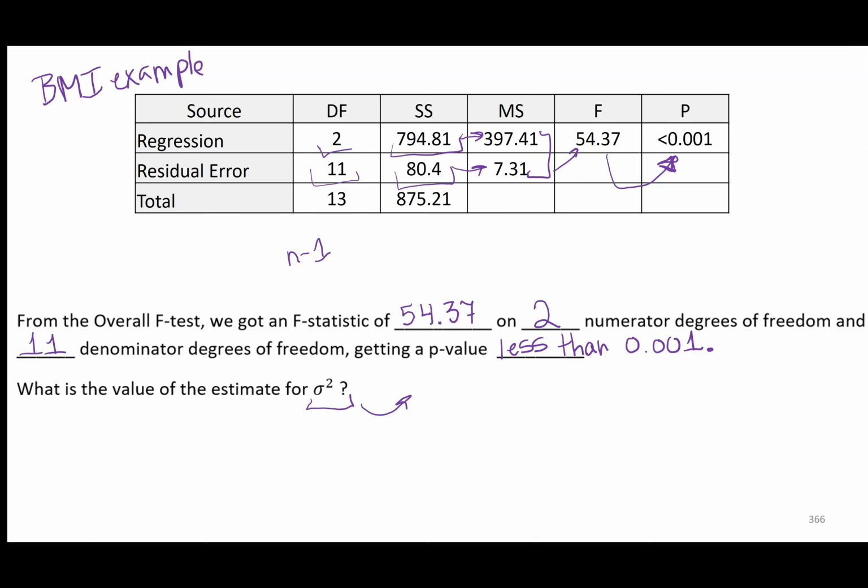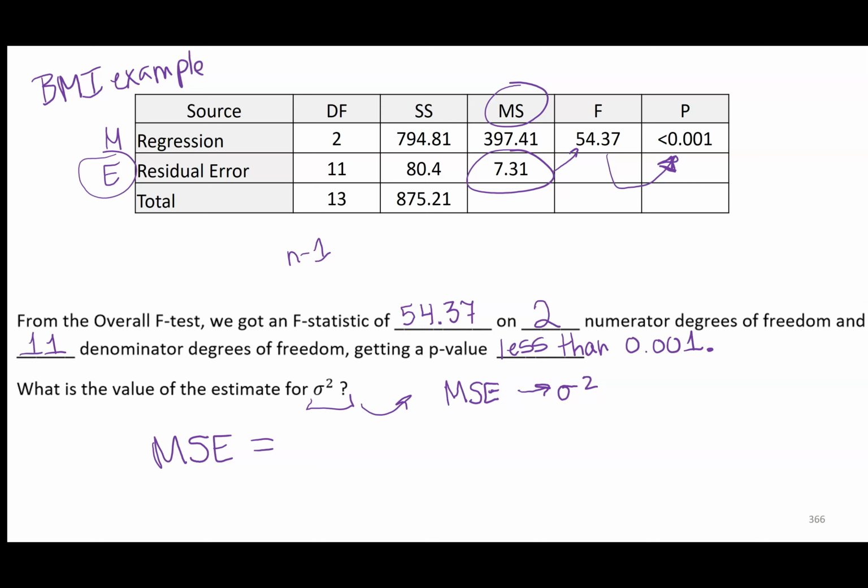So remember we mentioned that MSE is the best estimate for sigma squared. So here, this is M for model, this is E for error. You kind of have to line up the weird acronyms like MS and E right there. So MSE is my best estimate. It's 7.31. That's my best estimate for sigma squared.